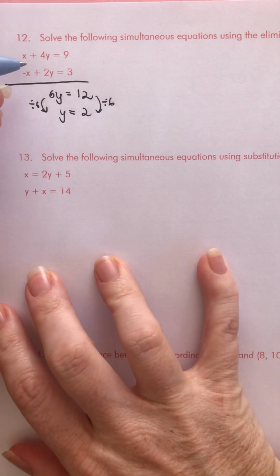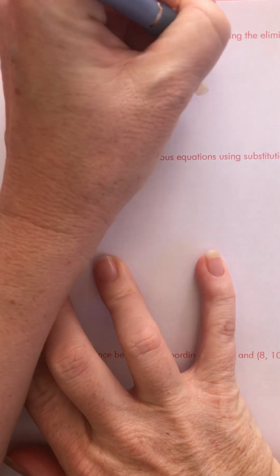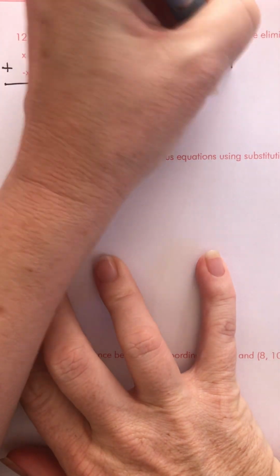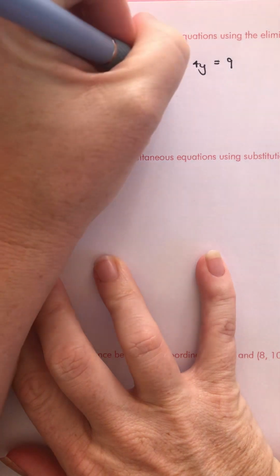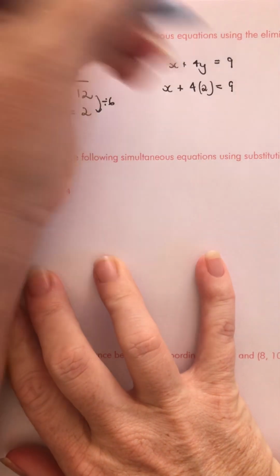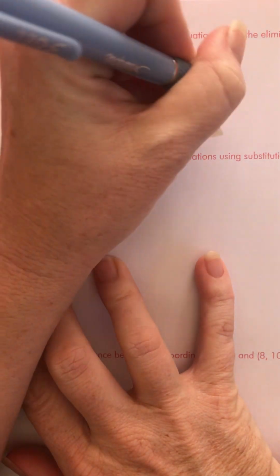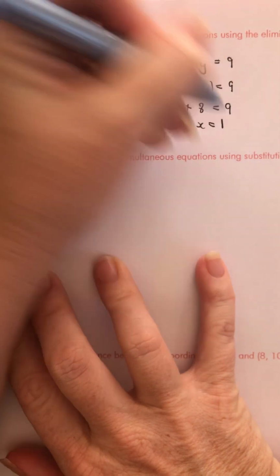So we're going to grab one of those equations, doesn't matter which one. Usually we go for the one that has the positives. So x plus 4y equals 9. We're going to put in our y value of 2. So we've got x plus 4 times 2 is equal to 9. Now 4 times 2 is 8. So x plus 8 equals 9. We know that x must be equal to 1.